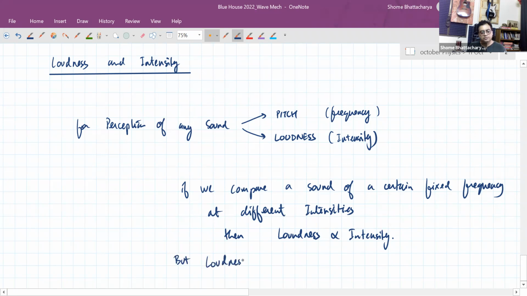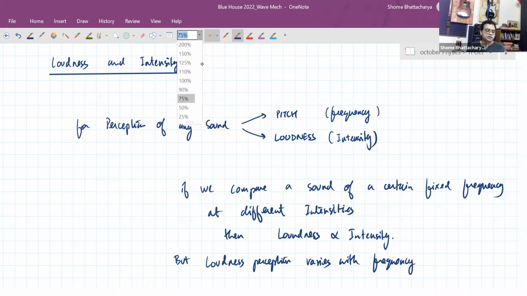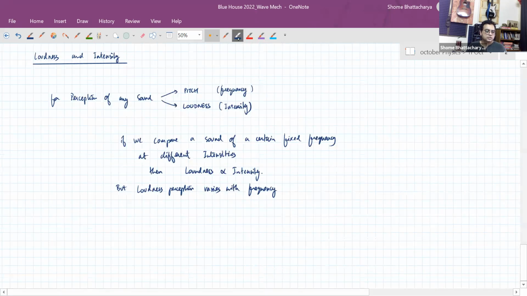Loudness perception varies with frequency also. And that is why it's not an exact statement to say that loudness is the same thing as intensity. Loudness has something to do with intensity, but intensity rather is a physical parameter, which is about the energy per unit time per unit area. Whereas loudness is about the perception of intensity also with respect to frequency.